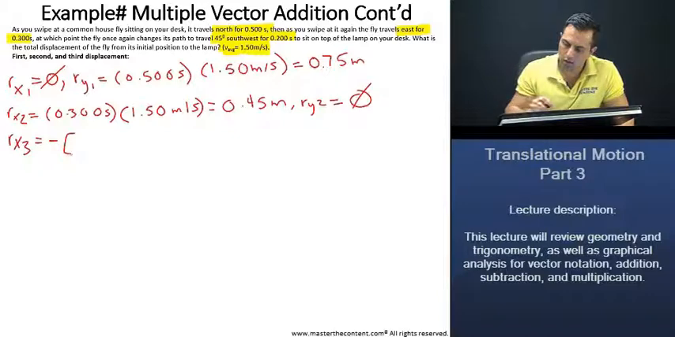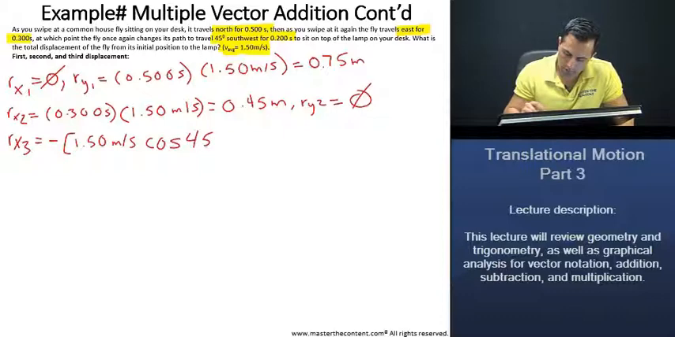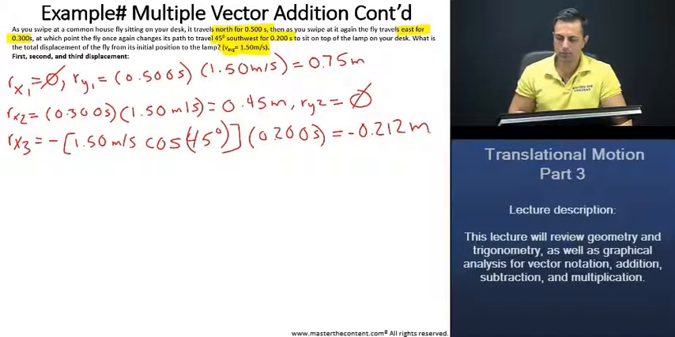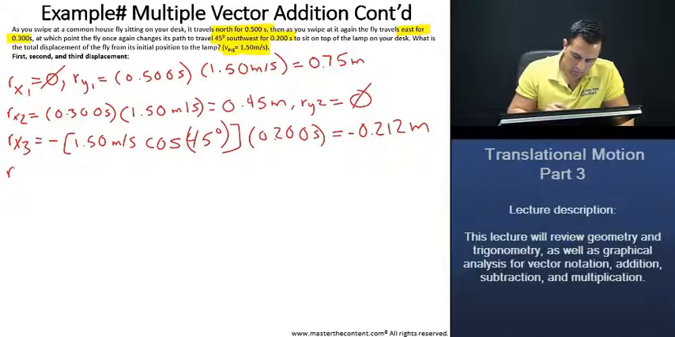And then our average speed here is going to be 1.5 meters per second, but we can also write that as 1.5 meters per second cosine 45 degrees. And our time of travel is going to be 0.200 seconds, as we see here. Wonderful. And then once we equate this, we end up getting a value of negative 0.212 meters. Wonderful.